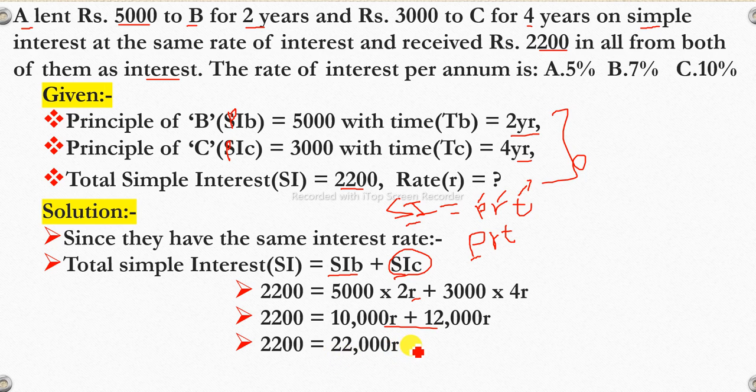So we have to divide both sides by 22,000 to get R. We get 0.1, or 10%, because we can cancel the zeros. When we divide 2,200 by 22,000, we get 10%. So the correct answer is C from the alternatives.